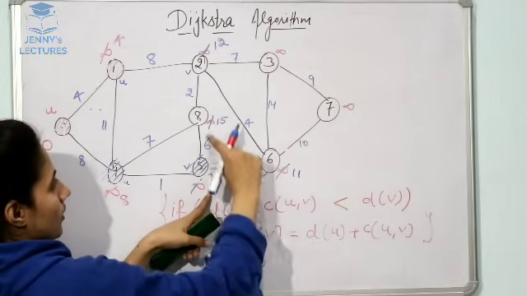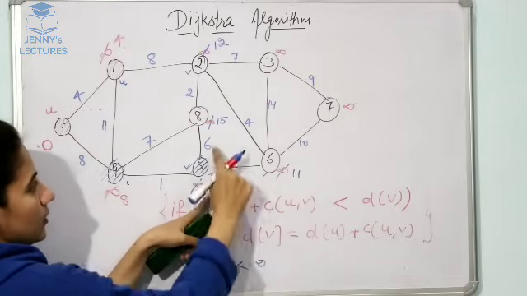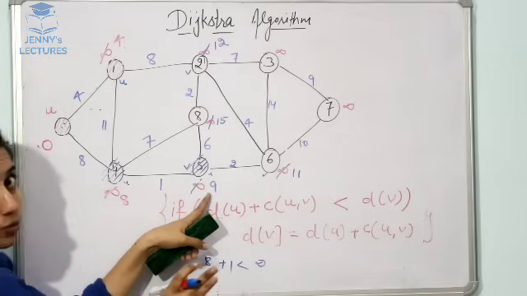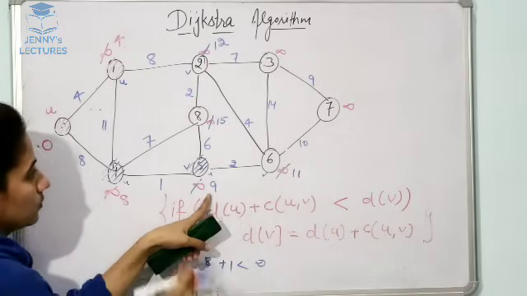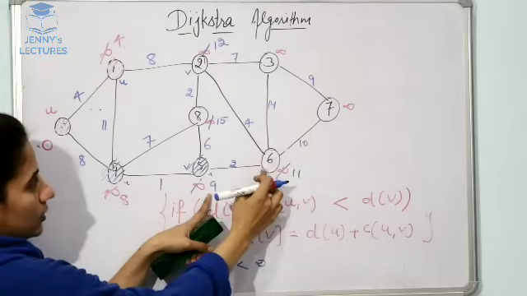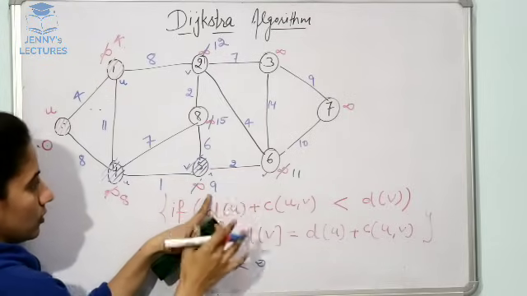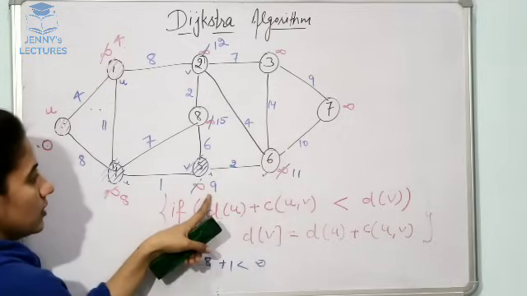Okay. Find out this distance. 9 plus this cost of 6 is 15, already 15, no need to change. Okay. Leave it. Any other? We cannot update. This one is already updated and only 6 and 8 are directly connected to the selected node. So we have already updated this 11 and this 15.